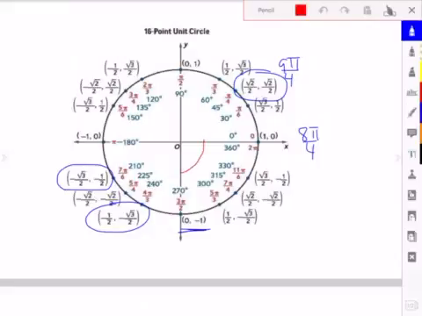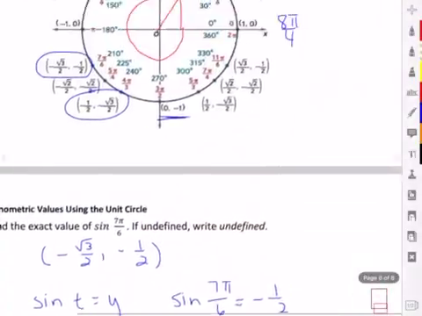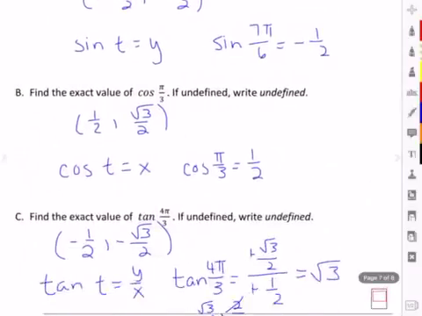So far I'm at 90, 180, 270, and then to right here where the 60 degree is. That's going to be our angle that we're looking at. So our reference angle will be 60. So at 60, we've got 1/2 and square root of 3 over 2.